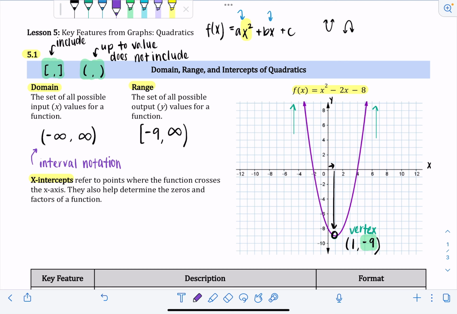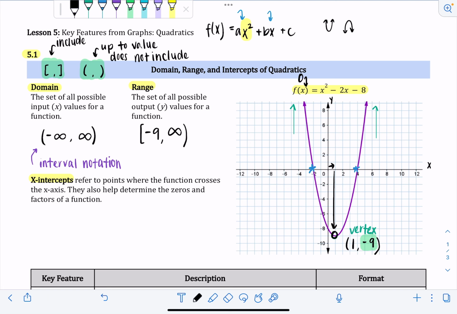So x-intercepts, moving down here, refer to the points where the function crosses the x-axis. They also help determine the zeros and the factors of the function. Zeros basically mean the x values that make the function equal 0. We know x-intercepts are where the graph crosses the x-axis. So we cross at -2, and then we cross at 4. Those are zeros. They're also solutions, like if we had an equation form of this function. If I put a 0 in here and solve that equation, I would get -2 and 4 as my solutions.